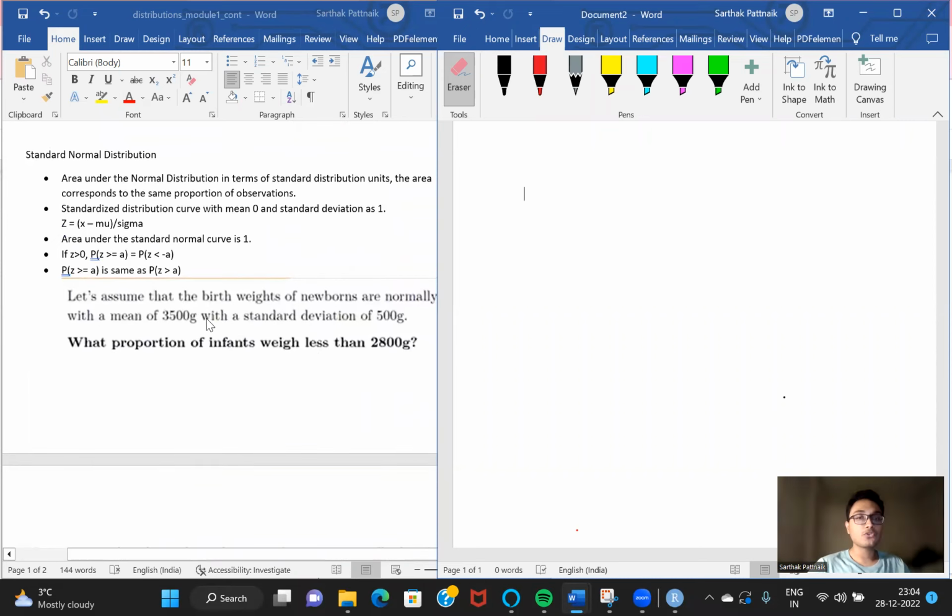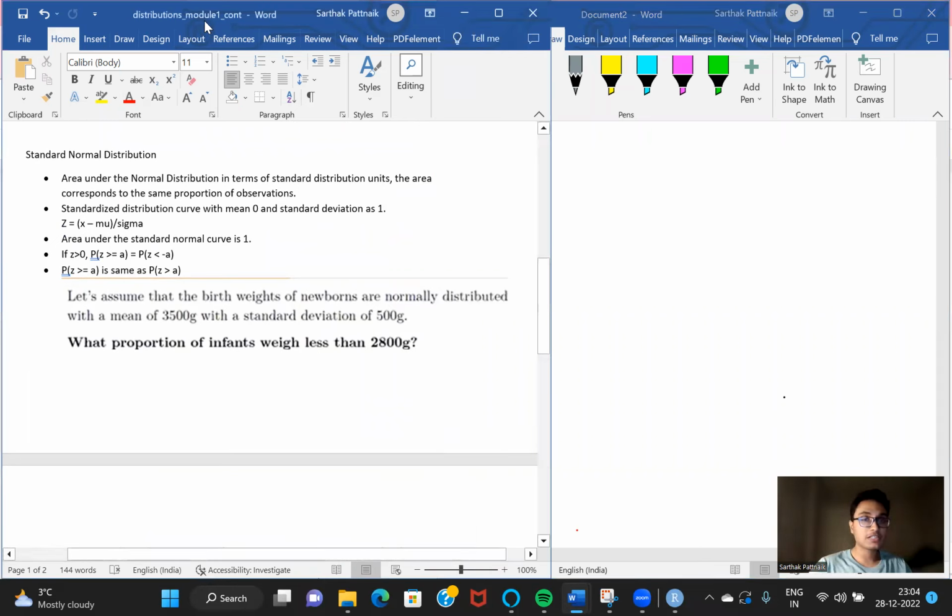Let's assume that the birth weights of newborns are normally distributed with a mean of 3,500 and a standard deviation of 500. What proportion of infants weigh less than 2,800 grams? Now remember, in the last session, I tried to analyze this problem from a standard normal distribution perspective. Because I am taking this problem from where I left off last time, I would like to cover it in both ways, normal distribution as well as standard normal distribution.